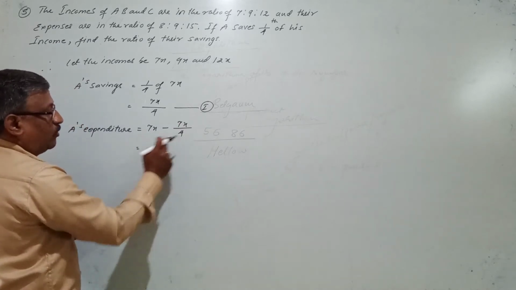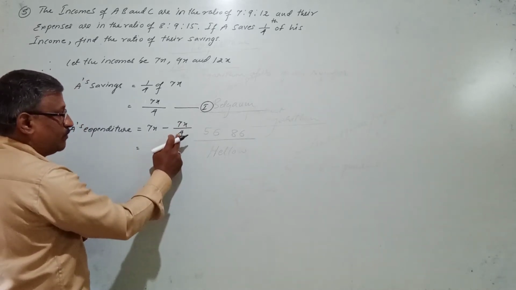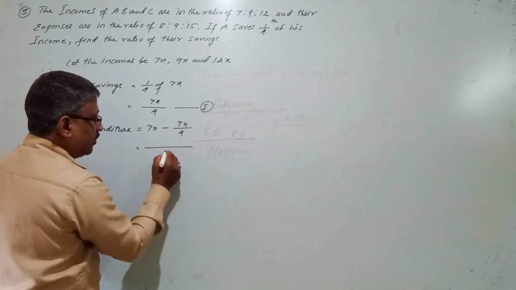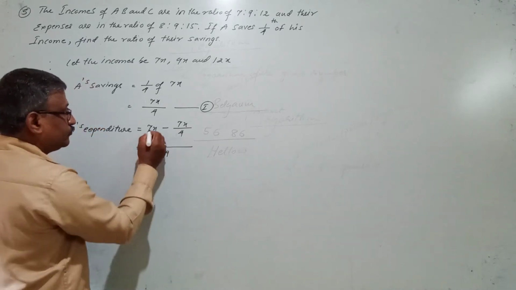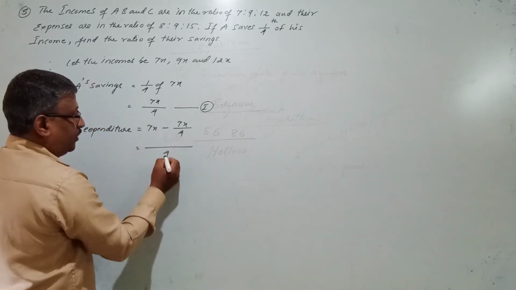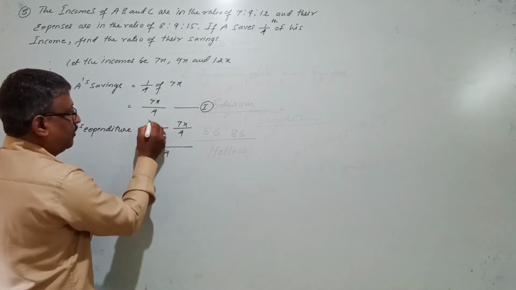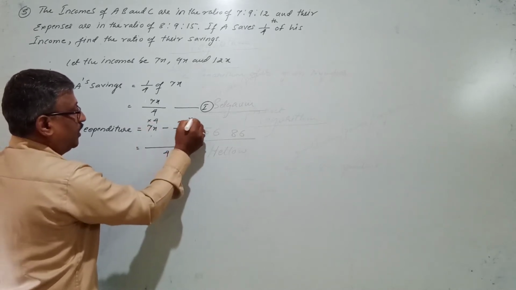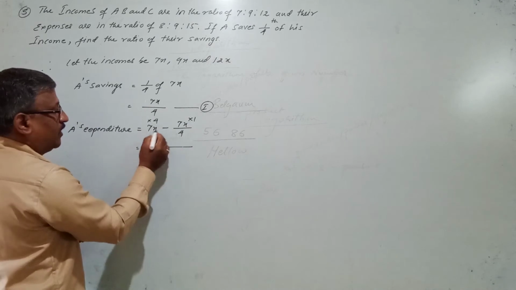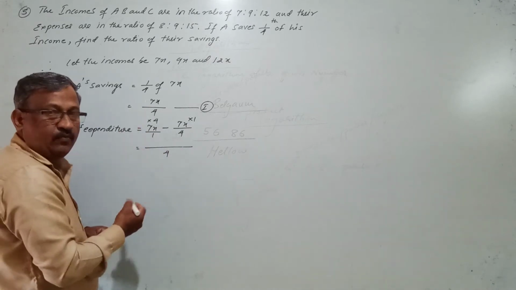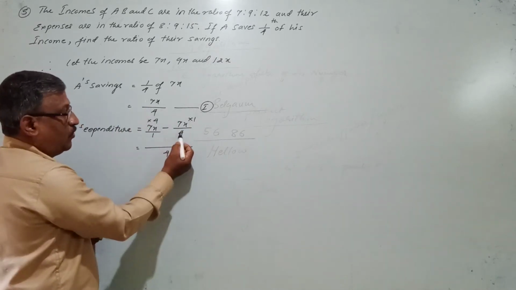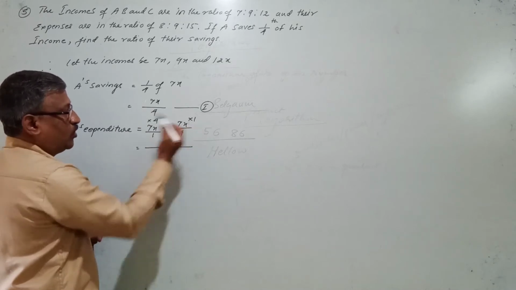So directly we cannot subtract here because the denominator is not the same. So first we calculate the LCM. I will take the LCM as 4. Right? 4 into 1 is 4. Then do the cross multiplication. Multiply here by 4, and here you multiply by 1. 7x means 7x divided by 1. So this one will come here. Right? 4 into 1, 4.